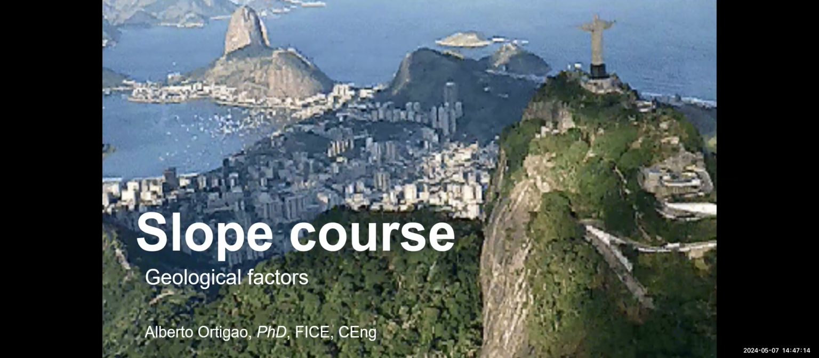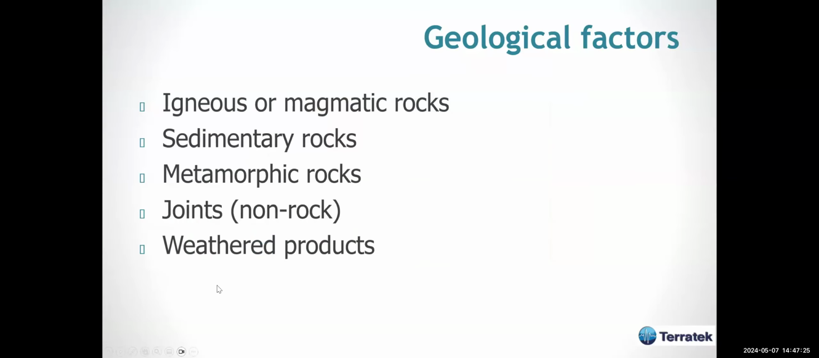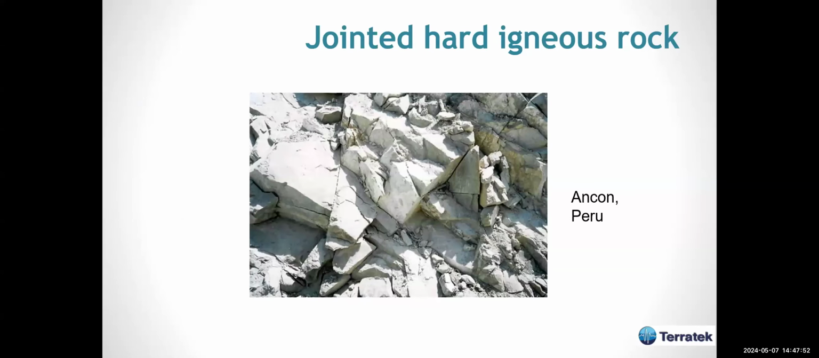Now we are going to talk about geological factors intervening in the slope, in the landslide. Okay, and what are the geological factors? We have different types of rocks: igneous magmatic rocks, sedimentary rocks, metamorphic rocks. We can have joints, which means discontinuities in the rock. Joints are very important, and all the weathering products, which are soils from weathering of rocks.